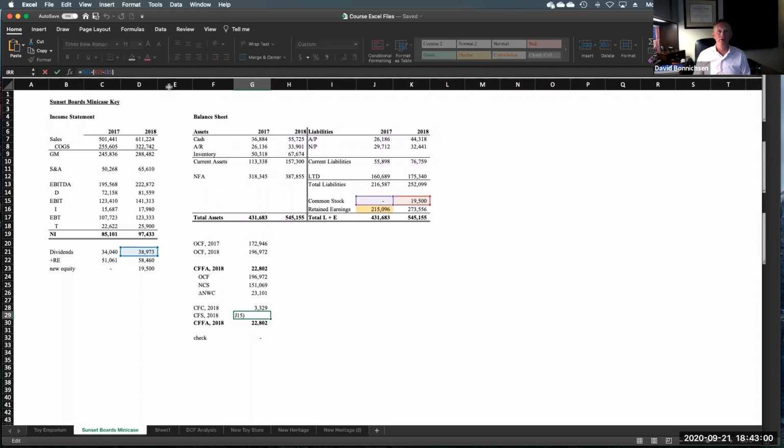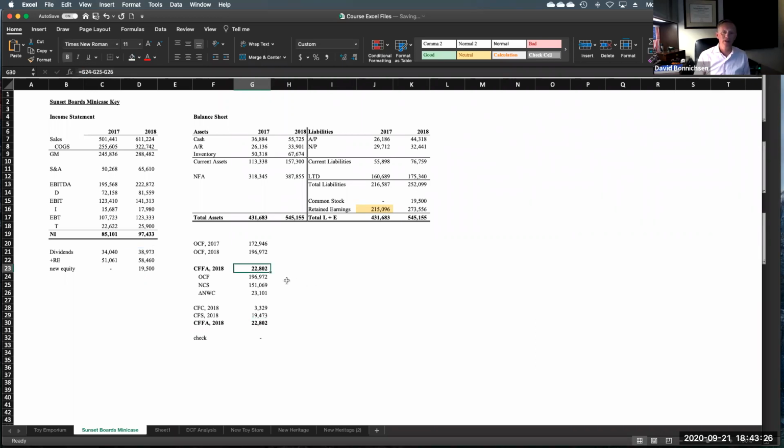Cash flow to shareholders. How much did we pay out in dividends directly to our shareholders, minus how much new equity did we issue into the market? We paid out $38,973. We issued $19,500 of new equity. Therefore, our cash flow to shareholders was $19,473. Add those two things together and we get $22,802, the exact same number that we got when we used the operating cash flow method. Cash flow identity holds and your check is zero, right?